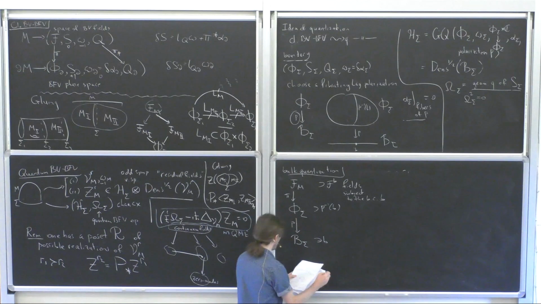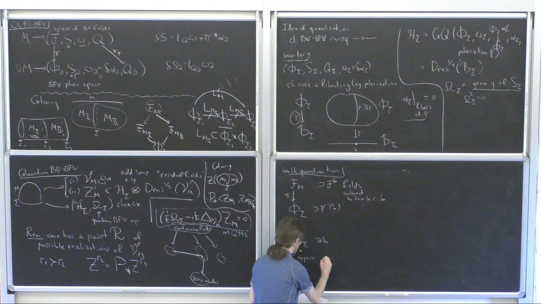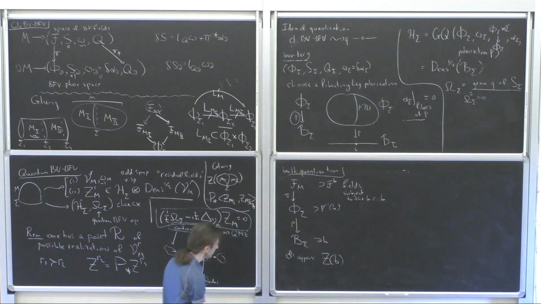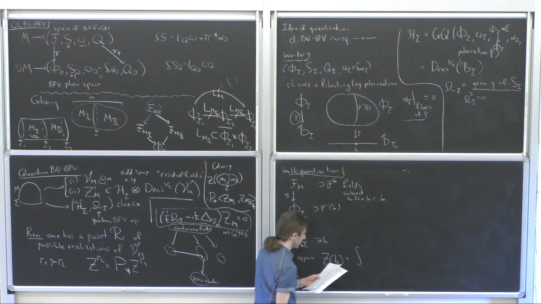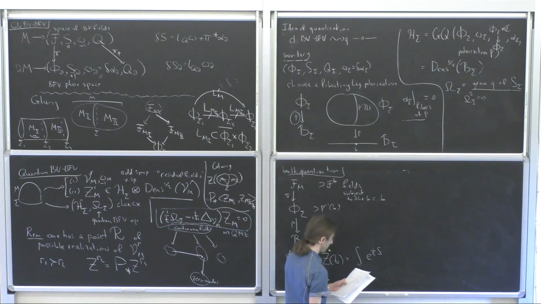Okay, so now what about the partition function? In zeroth approximation, the partition function is something depending on B, on this boundary condition, and it is just the path integral, or functional integral, with boundary condition. So I should be integrating the exponential of the action.